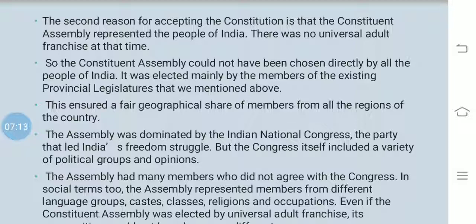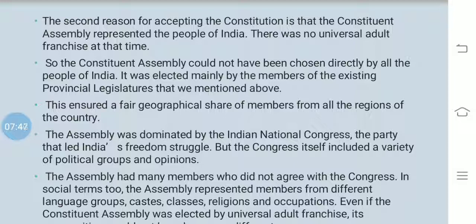As I've already told you, the entire assembly was dominated by one single party, the Indian National Congress. This was the umbrella party. Umbrella party means this party comprised different ideologies and different people. They became a part of the party, and it included all the different groups together. Everyone with diverse interests and diverse ideologies was accepted in the party.